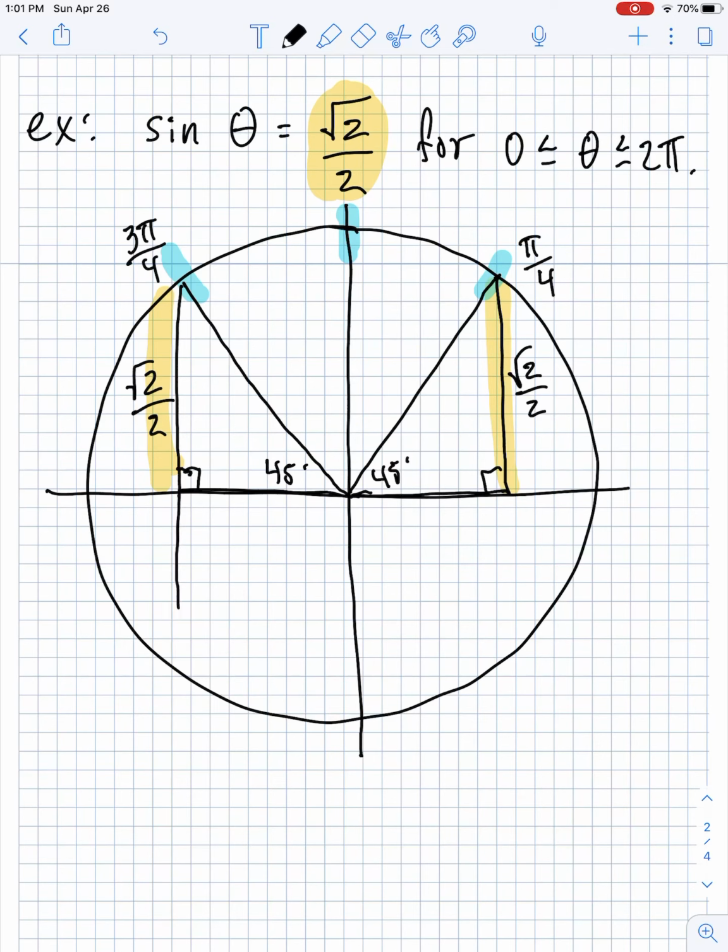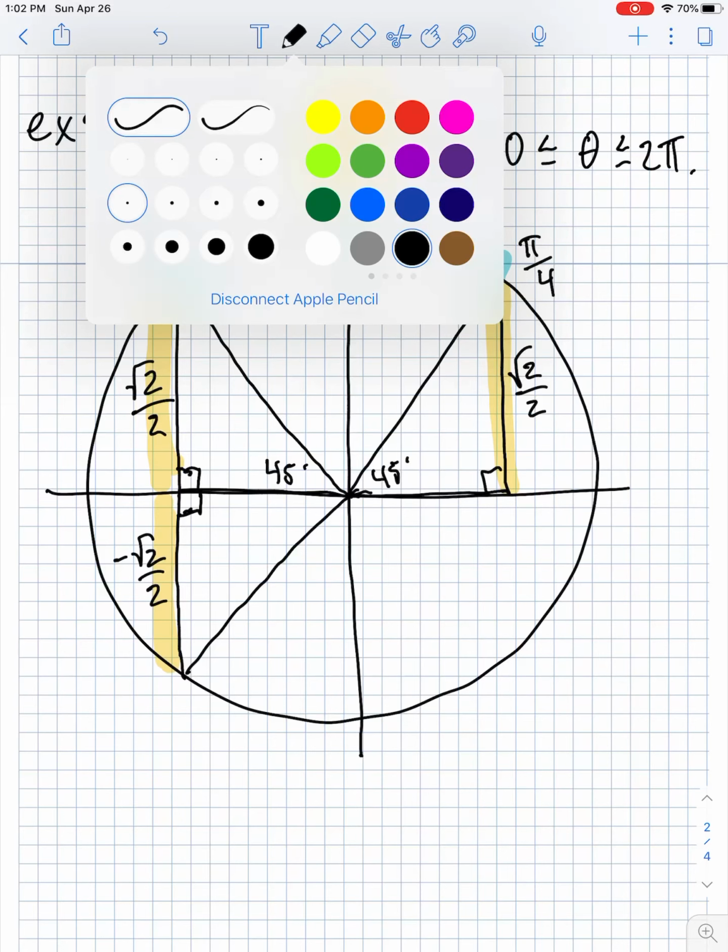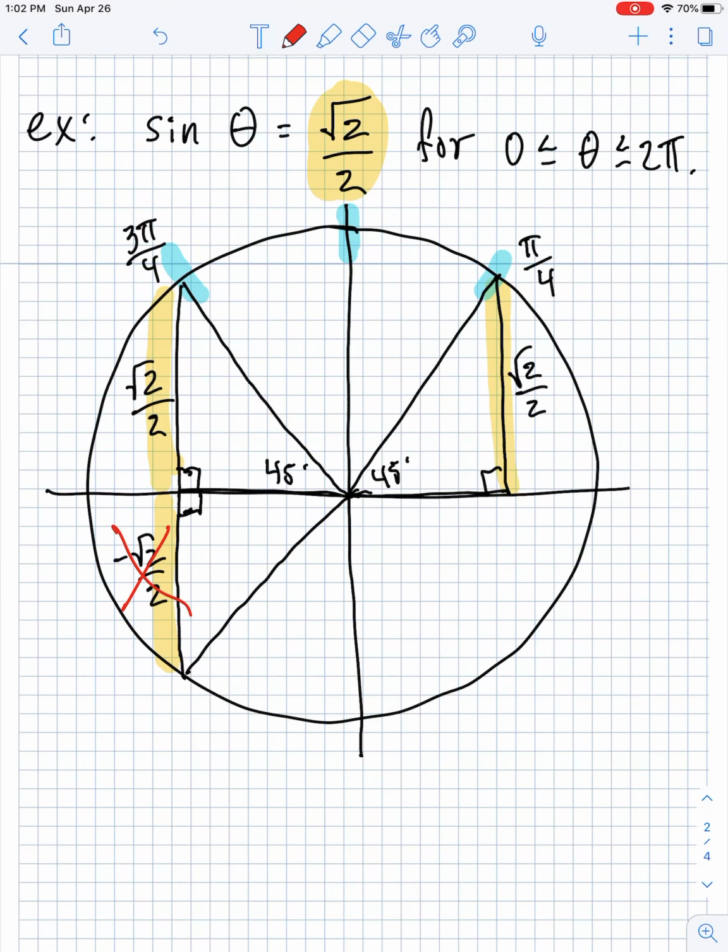Now you might think, well, what about the ones that happen in quadrant 3 and quadrant 4? Well, they're close to root 2 over 2, but if I were to jump down to this guy right here, the height of this triangle is not root 2 over 2. It's negative root 2 over 2. So this one, let's use red. This is not one of our answers because it says it has a positive root 2 over 2, not a negative root 2 over 2.